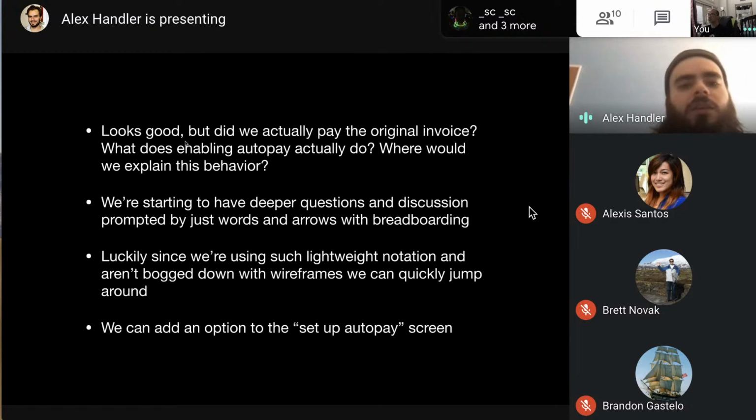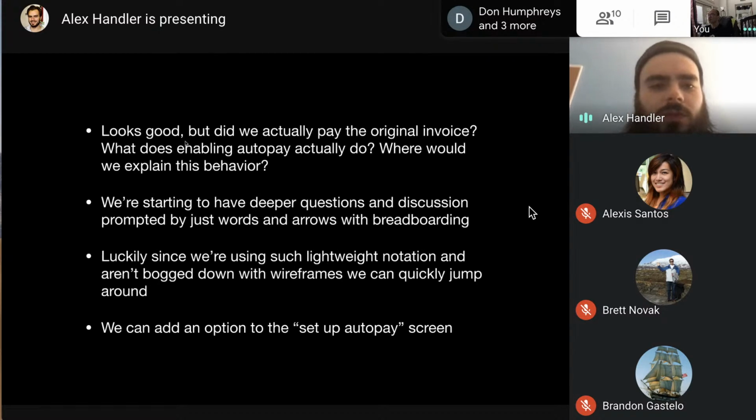So they decide that looks good, but did we actually pay the original invoice? I'm trying to answer some questions here. What does enabling autopay actually do, and where might we explain this behavior? So we're starting to have deeper questions and discussions prompted by just words and arrows with breadboarding, right?